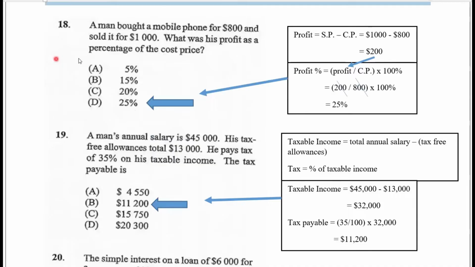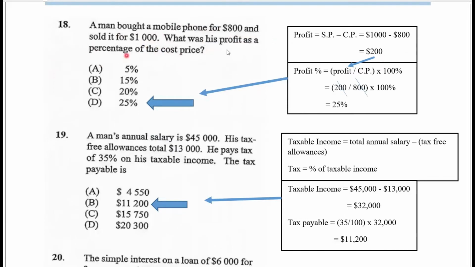Number 18. A man bought a mobile phone for $800 and sold it for $1,000. What was his profit as a percentage of the cost price? Well, profit would be selling price minus cost price, and that would be 1,000 minus 800 to give you $200.